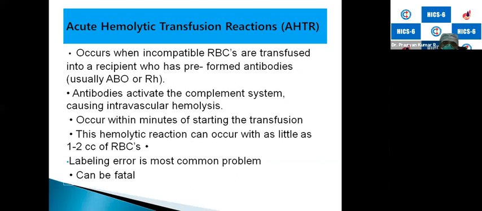It occurs when incompatible RBCs are transfused to a recipient who has preformed antibodies, usually ABO incompatibility. Antibodies activate the complement system, causing severe intravascular hemolysis. It occurs within minutes of starting transfusion. Immediately after you start the blood transfusion, within 2 to 3 minutes, the patient develops severe rigor, severe chills, and a blood pressure drop. The hemolytic reaction can occur with as little as 1 to 2 cc of RBC.